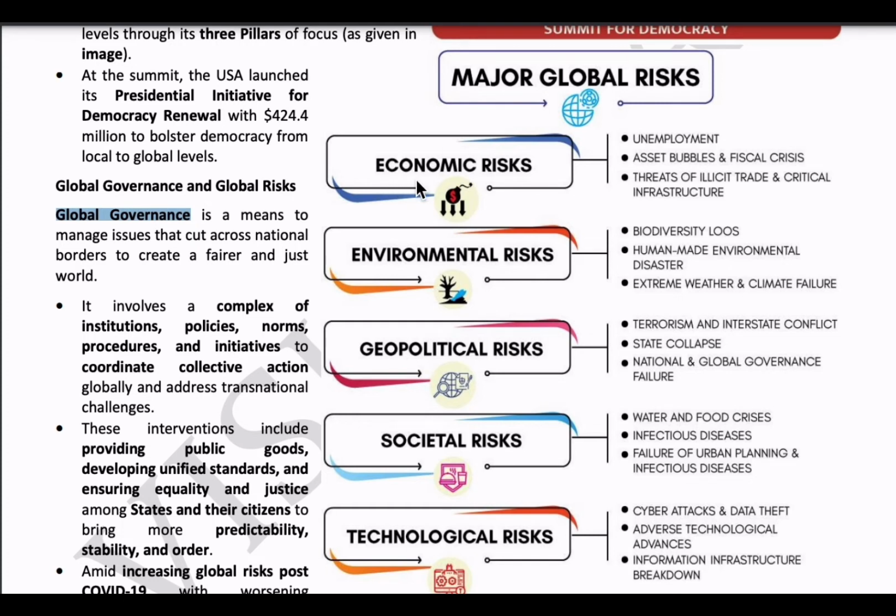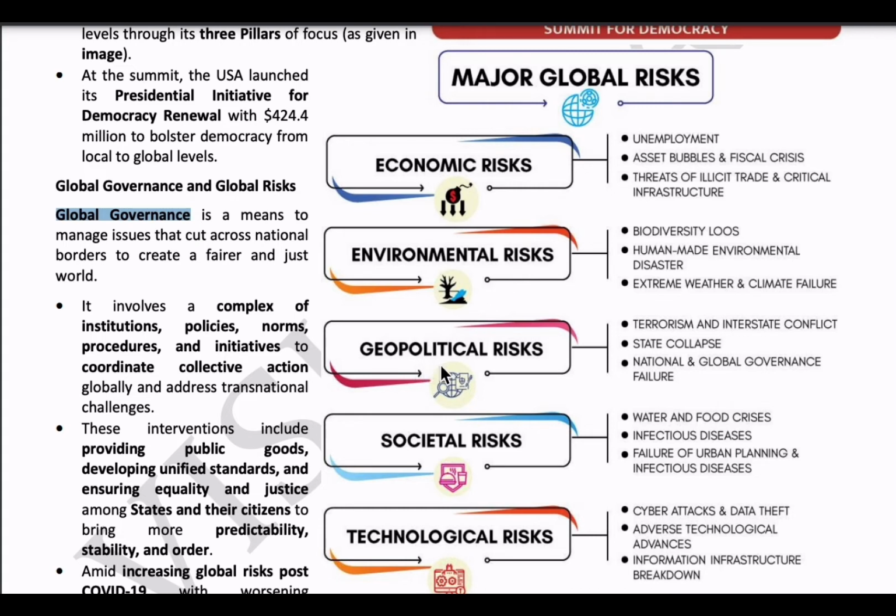In economic risks, there are unemployment, asset bubble, and fiscal crisis. What is this asset bubble? Asset bubble means a sudden rise of prices and financial crisis, threats of illicit trade and critical infrastructure. All these are the economic risks. Now, coming to the environmental risks, there is biodiversity loss, which means exploiting biodiversity, and human-made environmental disaster, extreme weather and climate failure. All these are under environmental risks.